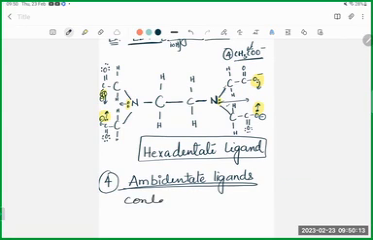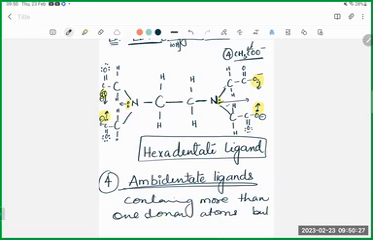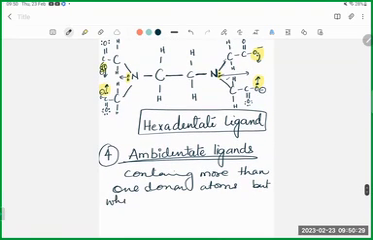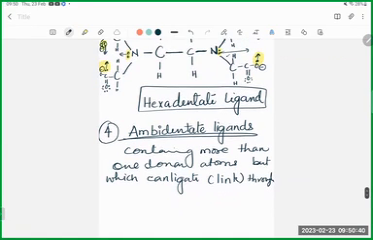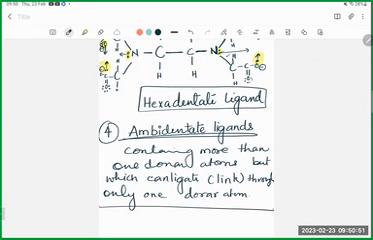These types of ligands contain more than one donor atom, but can ligate, ligating in the sense of linking, correct? Donating and getting linked through only one donor atom. Are you clear? Such type of ligands we can call an ambidentate ligand.